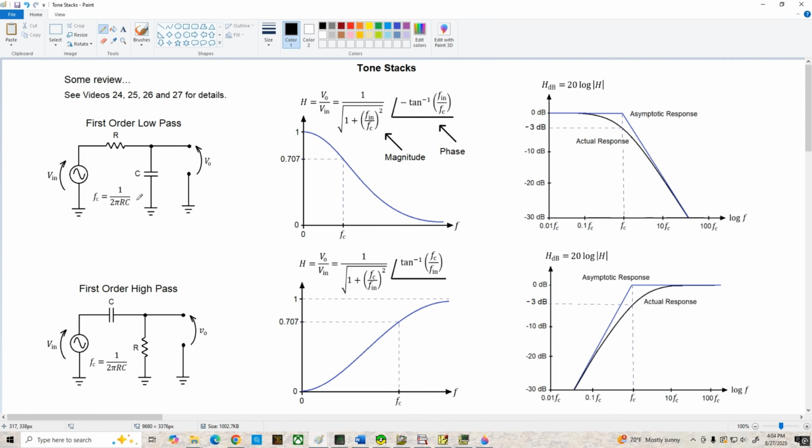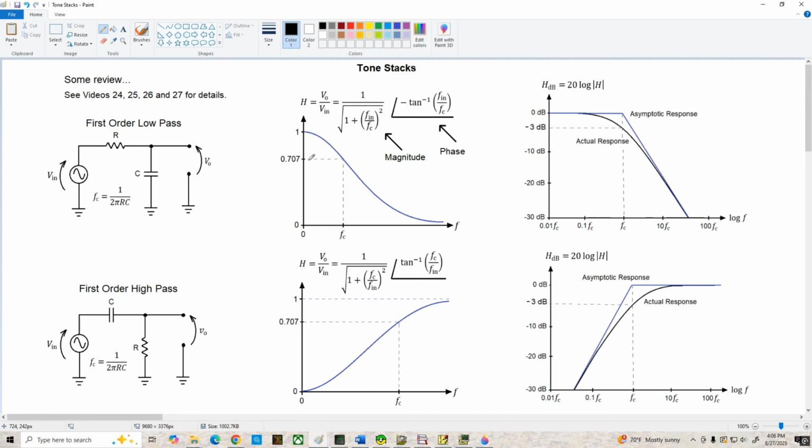Now, coming back to the center of the page, we've got a graph of the magnitude of the response versus frequency. At 0 Hertz, the response equals 1. As frequency goes up, the response drops towards 0. And at f sub c, the response is down to 0.707.